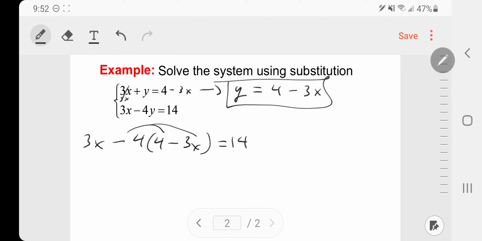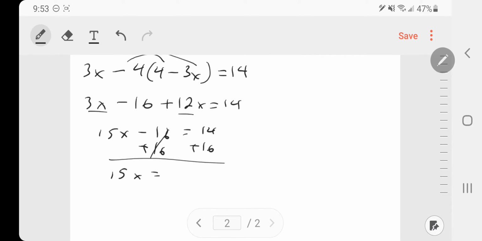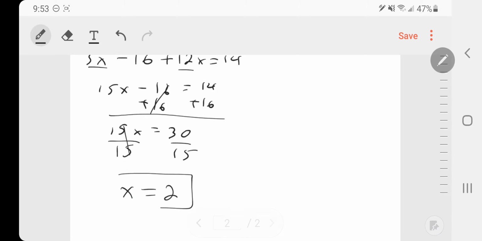Okay, now I'm going to distribute the negative 4, and now we're just going to solve for our x. This gives me negative 16, plus 12x, and 14. Combine like terms, 15x minus 16 equals 14. Add 16 on both sides. 15x is equal to 30. And divide by 15, and I get x equals 2.